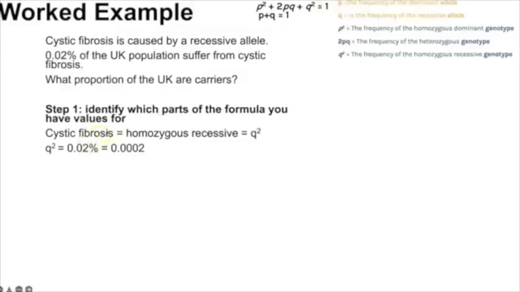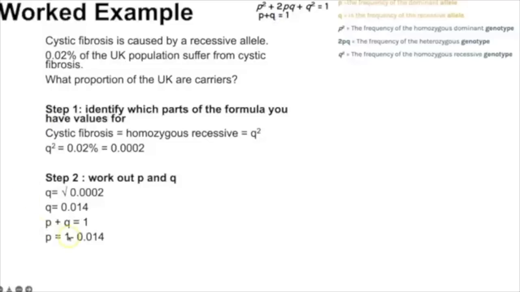So it's not as a percentage, we need it as a decimal. So we divide that by 100 to turn it into a decimal. Next then, we work out P and Q. So if we have Q squared, that means we can work out Q by square rooting that value. So there is our Q value. And if you have Q, we can then rearrange that second equation, making P the subject, and it would be 1 minus Q. So P is 0.986. And once you know what P and Q are, you can work out any other part of the equation.